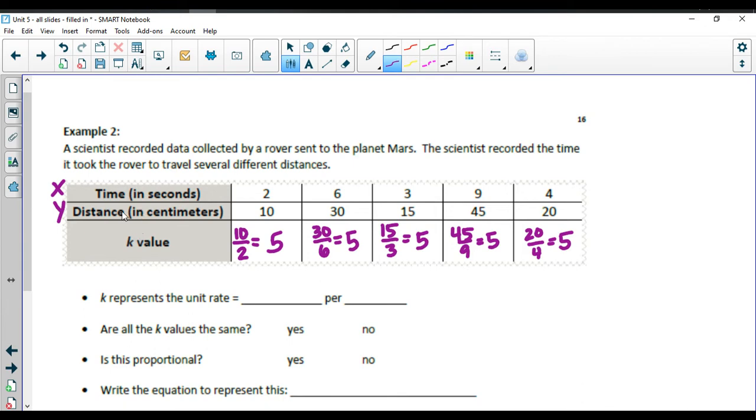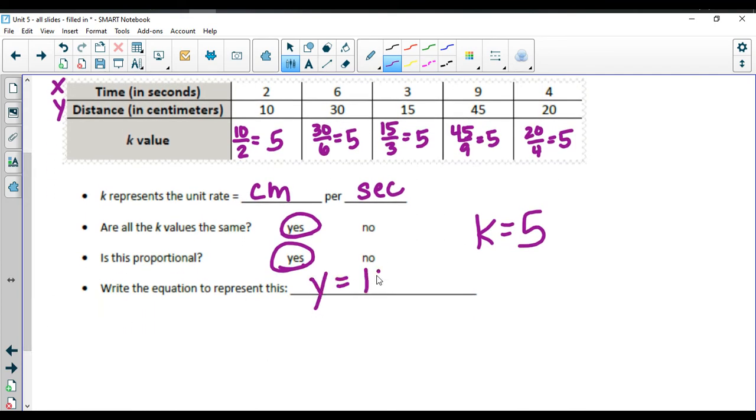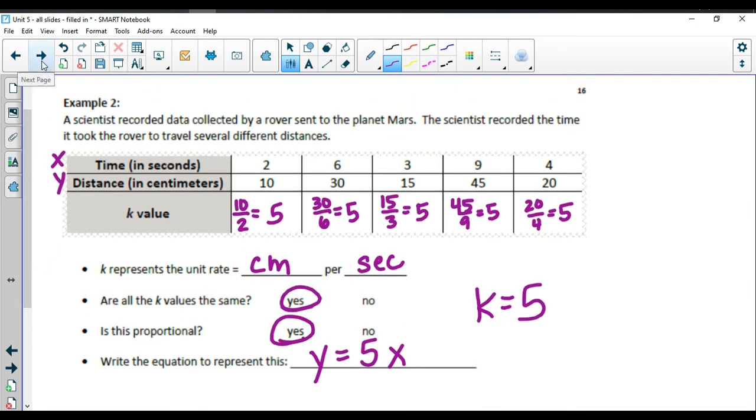We can take a look at our label, our distance in centimeters per second. So we're talking centimeters per second is what we're looking at for k when we talk about our unit rate. Are all the k values the same? Yes. They were all equal to 5. So the relationship, yes, is proportional. Because all the k values are 5, overall in this relationship, k is 5. So our equation to represent this is y equals kx, but because all the k's are the same, we're going to erase k, and we're going to replace it with the number 5. So the equation that represents this relationship is y equals 5x.